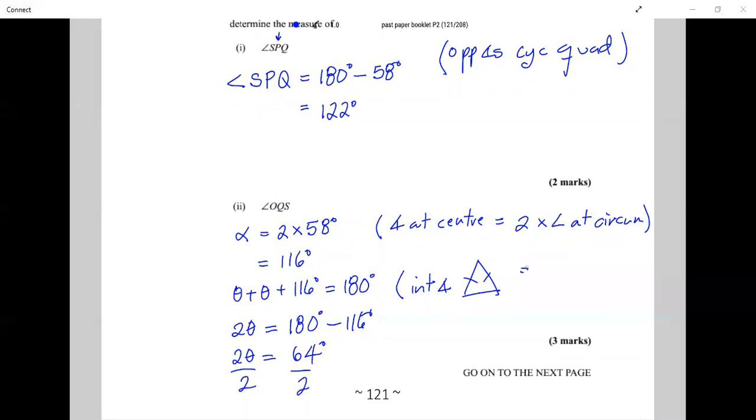So therefore, theta, which is angle OQS, would be equal to 32 degrees. Theta, which is angle OQS, is equal to 32 degrees. All right, let's stop here. And then we'll start our next video to do the next part of the question.